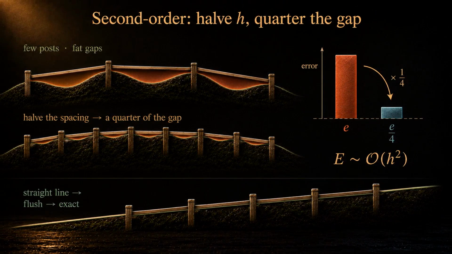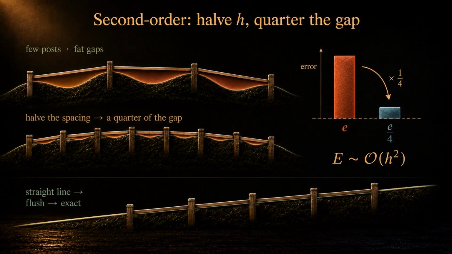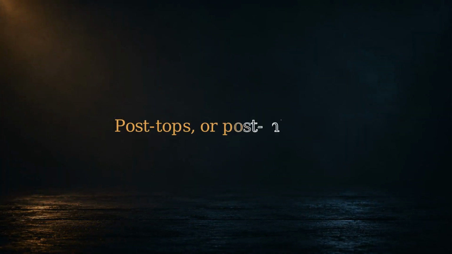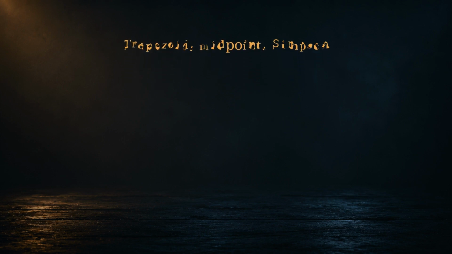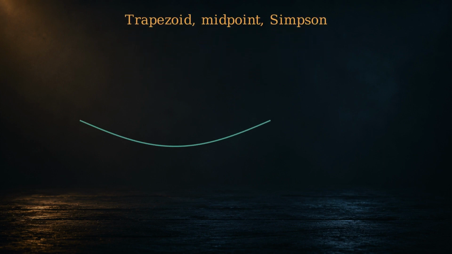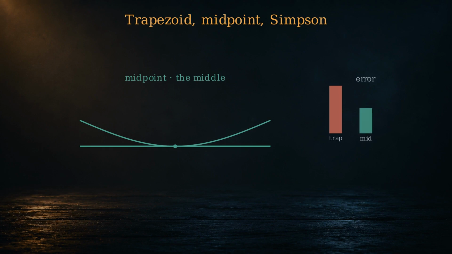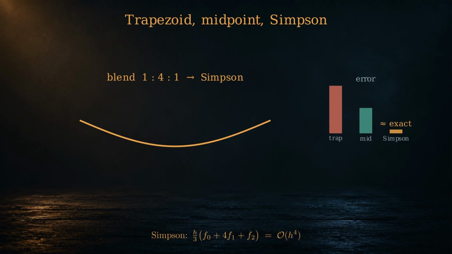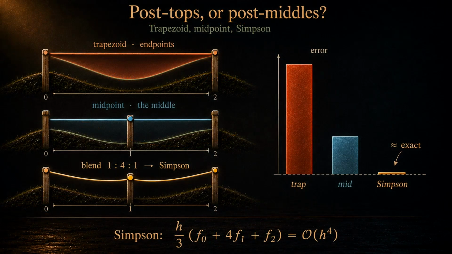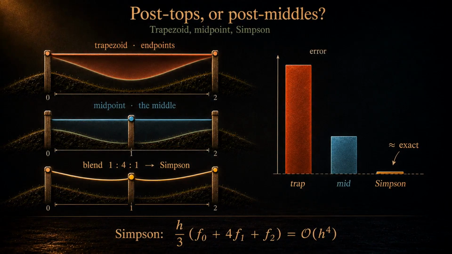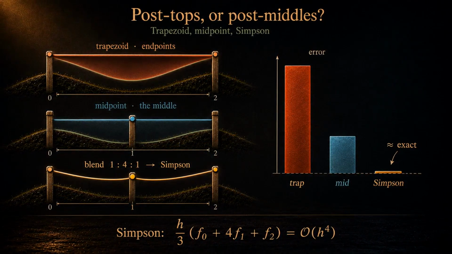But there's a cleverer move than just adding posts. Ask where the plank should rest. Rest it on the post tops, the 2 endpoints, and you get the trapezoid, which leans one way. Rest it instead on a single post in the middle of the span, the midpoint rule, and it leans the other way. So blend them. 1 part endpoints, 4 parts middle, 1 part endpoints again. The 2 errors cancel. That blend is Simpson's rule, and it's 4th order, accurate enough to integrate any cubic exactly.